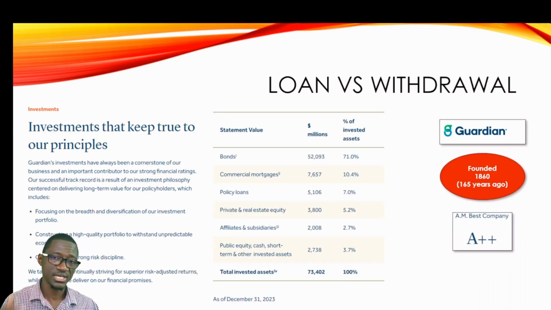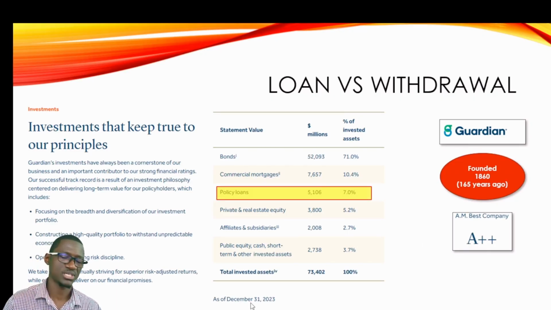Among other things, Guardian is in the business of whole life insurance. As you can see, the rating is A++. The report that was made publicly available back on December 31st, 2023, states that 7% of the investment asset comes from policy loans. So it's actually profitable for the insurance company to give loans because they make money out of it. And you can see that for Guardian, as of December 31st, 2023, giving loans was actually the third source of income for the company.